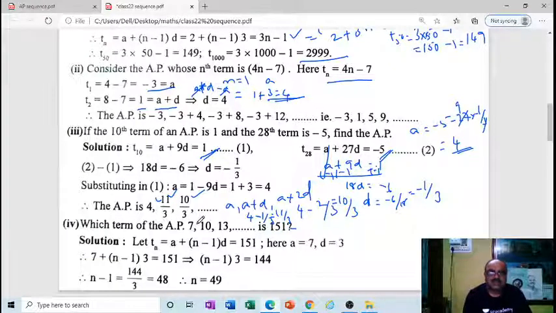My question here is, will we have so much time to sort it out? Can we do this? If the 10th term of an AP is given, 28th term is given, then the AP is calculated by using this.